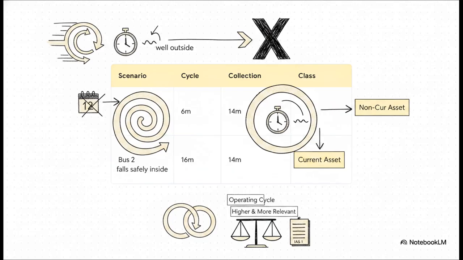Well, let's look at Business 1 first. A 14-month collection period is way outside of their standard 6-month operating cycle. And of course, it's also beyond the standard 12-month rule. Because it fails both tests, Business 1 absolutely must classify this receivable as a non-current asset. But look what happens with Business 2. Even though 14 months is clearly longer than a year, it actually falls safely inside their normal 16-month operating cycle. Therefore, Business 2 will classify this exact same receivable as a current asset. The golden rule to remember here is apply the operating cycle or 12 months, whichever is longer and more relevant to that specific asset or liability.